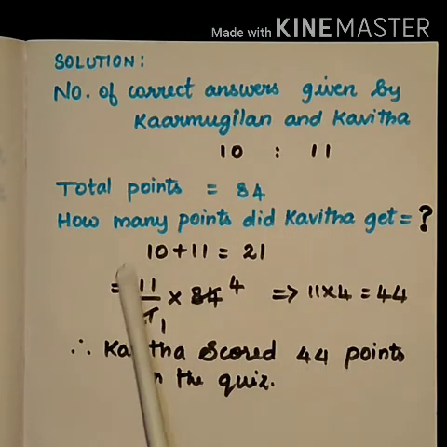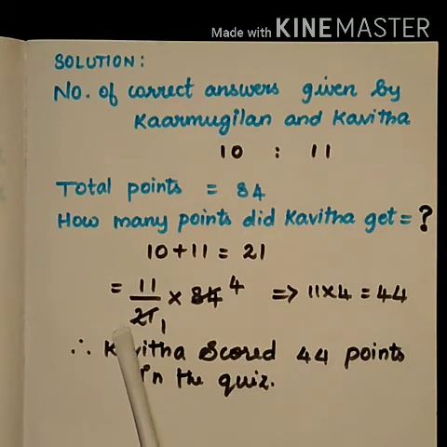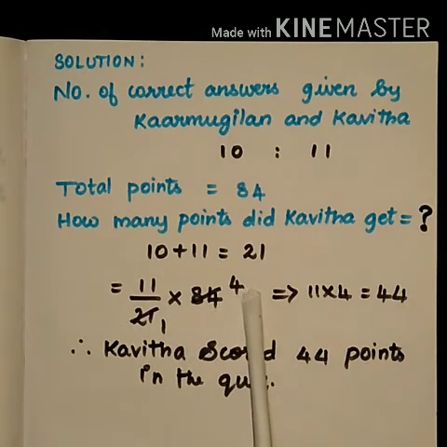So put it in the numerator and the 21 total parts in the denominator. Then multiply by the total points, 84. 21 ones are 21, 21 fours are 84. 11 into 4 is 44. Therefore, Kavita scored 44 points in the quiz.